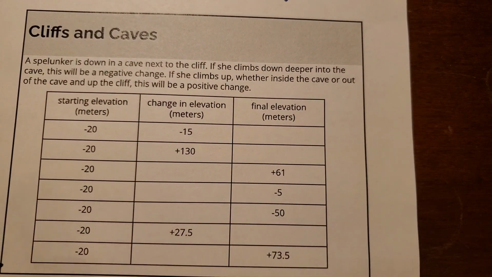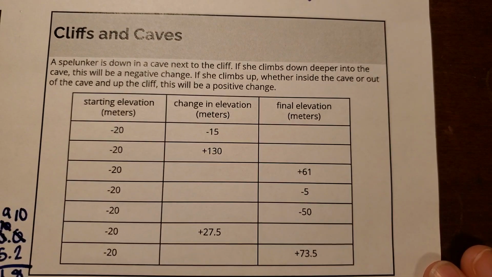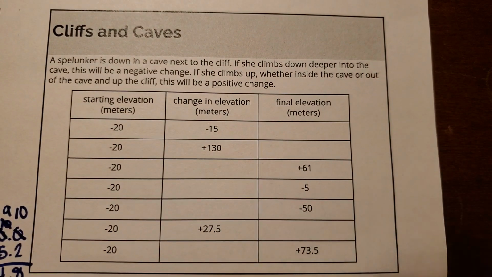So now we're talking about a spelunker. A spelunker is somebody that explores caves, and they are down in a cave next to the cliff. So her current elevation is, since she's down, she's at negative 20 meters. So now we're talking about meters. Notice our change in labels.